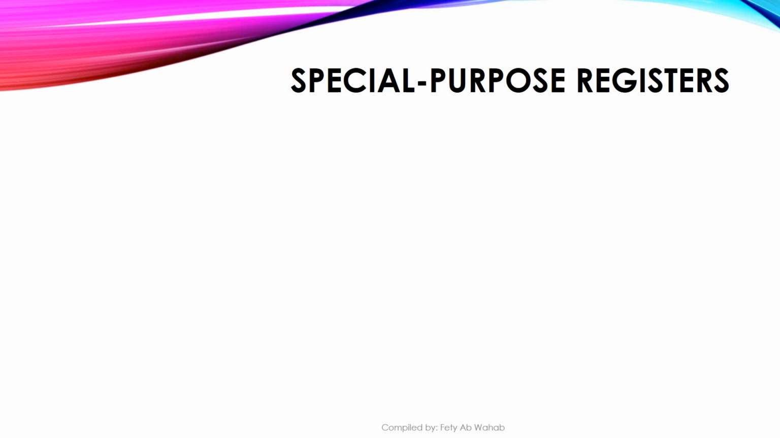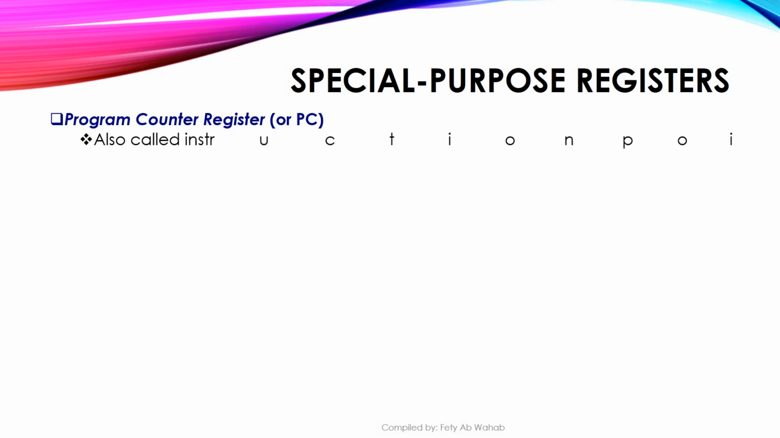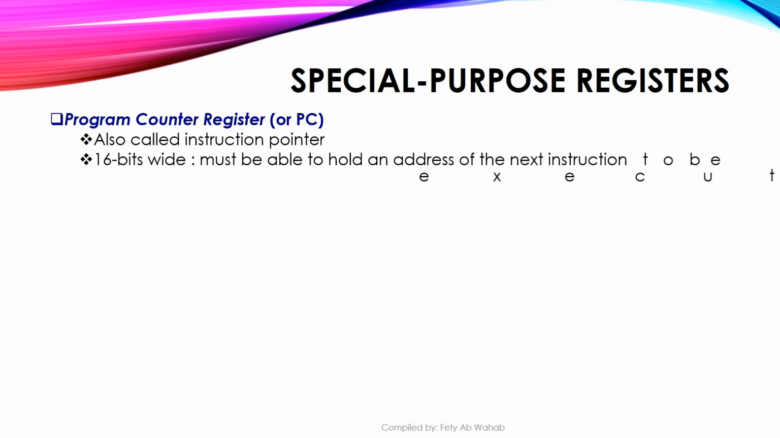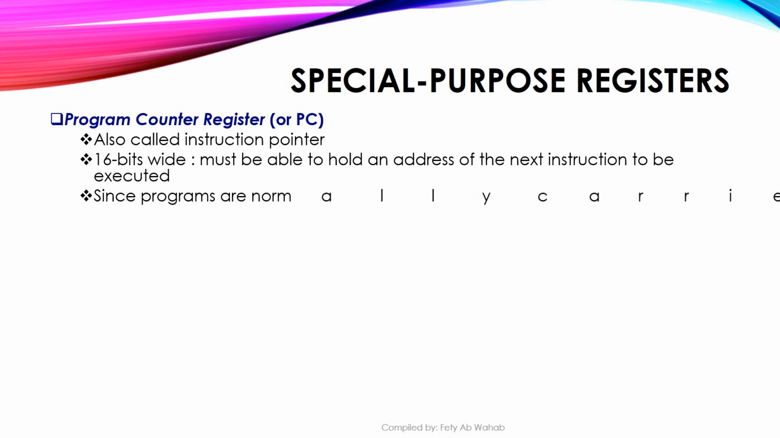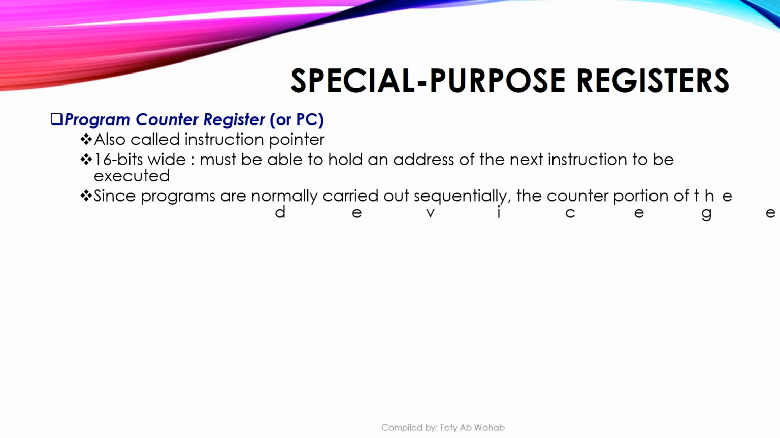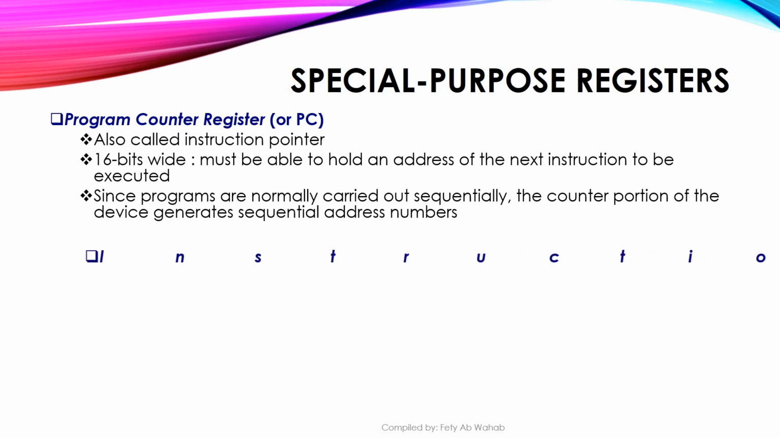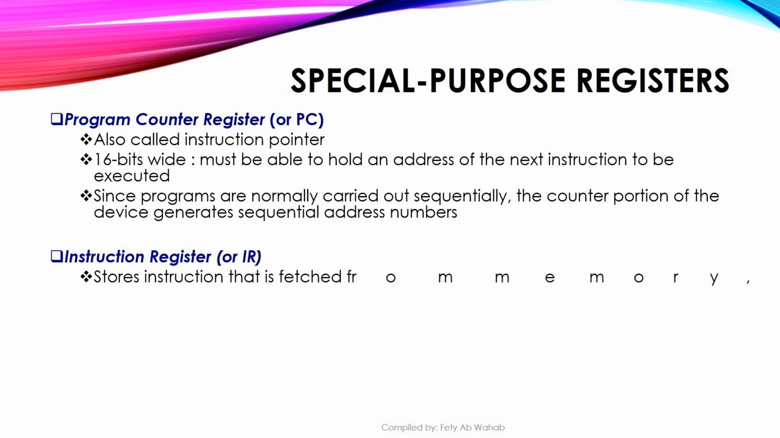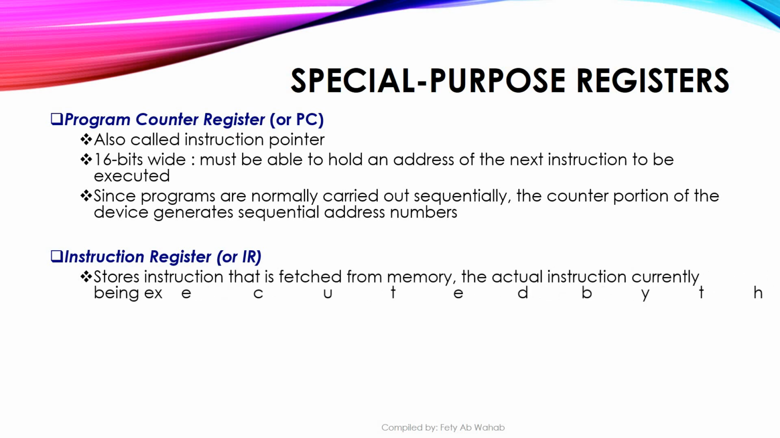Special purpose registers. Program counter register, or PC, also called the instruction pointer. It is 16 bits wide and must be able to hold the address of the next instruction to be executed. Since programs are normally carried out sequentially, the counter portion of the device generates sequential address numbers. Instruction register, or IR. Stores the instruction that is fetched from memory, the actual instruction currently being executed by the computer.